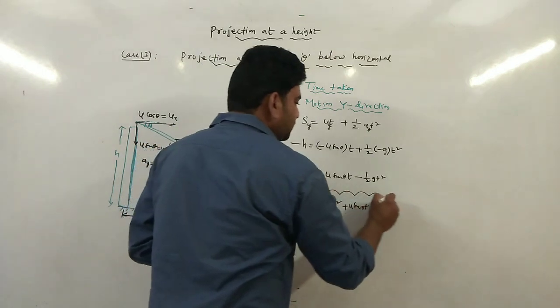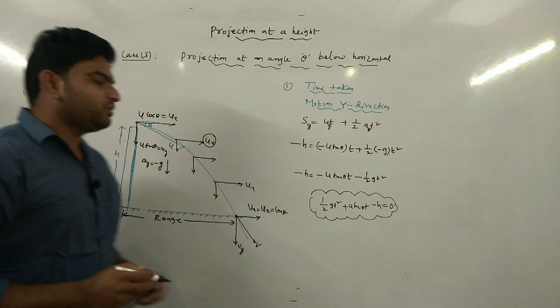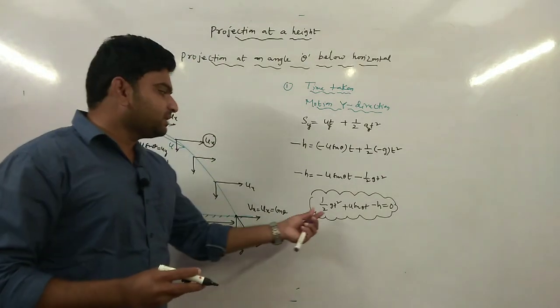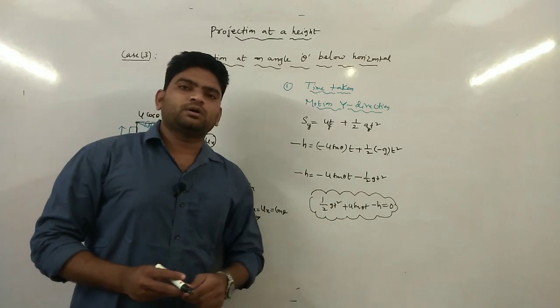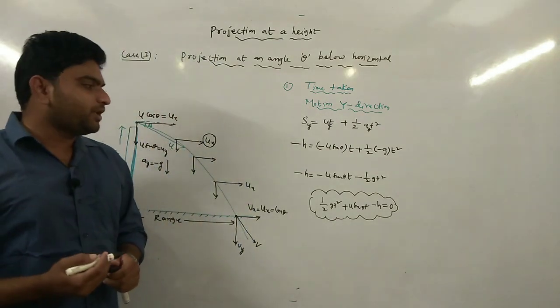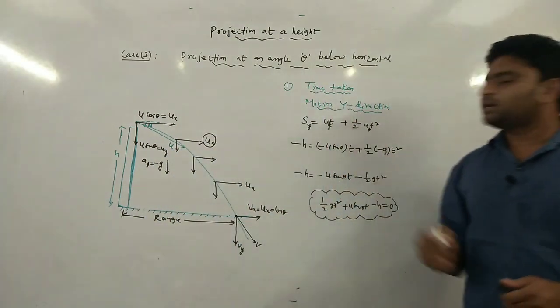This is a quadratic equation. If we find the roots, we can find the t value. After getting the roots, we can find the time taken. So this is the way to calculate my time taken.